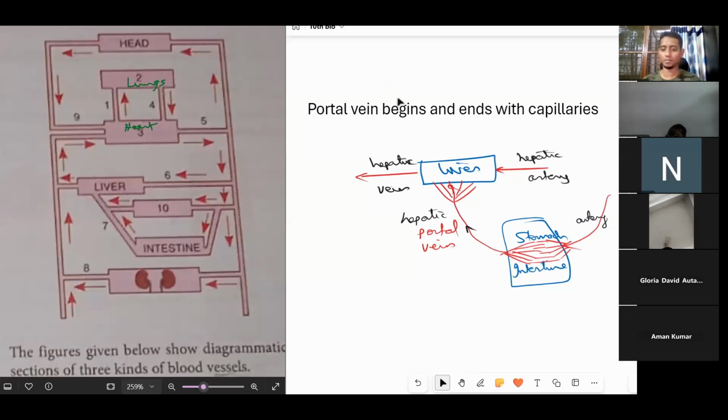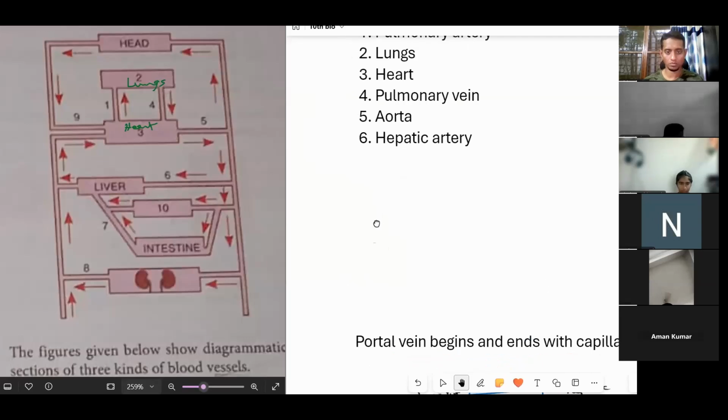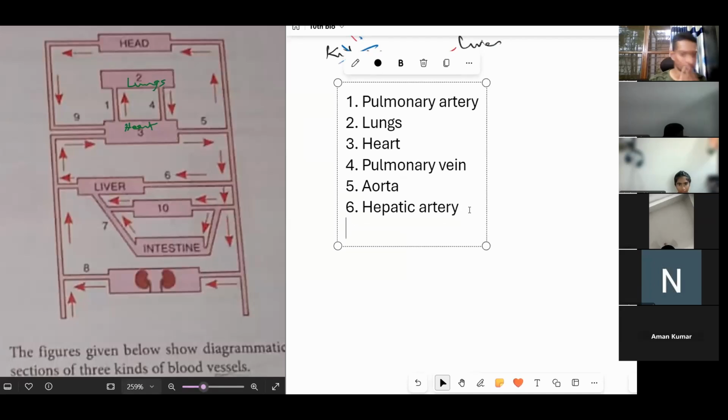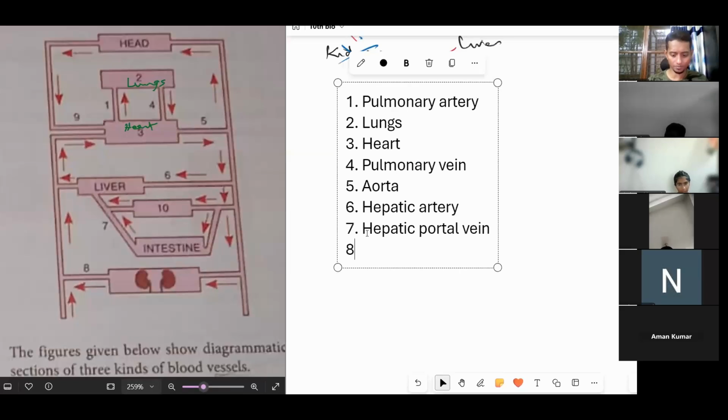Okay, coming back to our diagram. What's number six? Okay, number six is the hepatic artery entering into the liver. What's number seven? See, it's coming from intestines and going to liver. So that is hepatic portal vein. Next, number eight. Eight is coming out from what? Kidneys. So that is renal. Renal what? Vein.